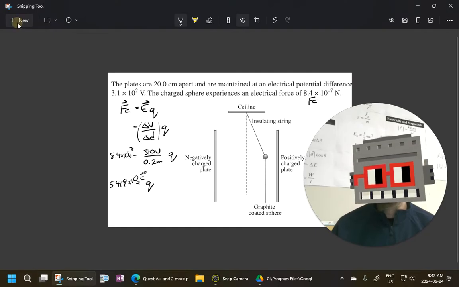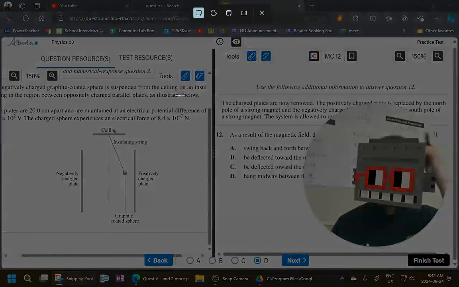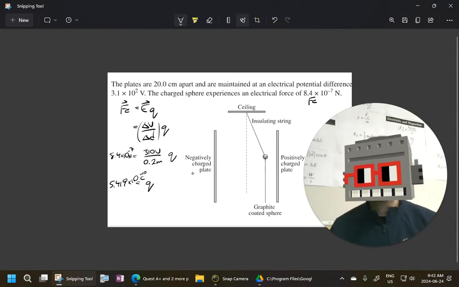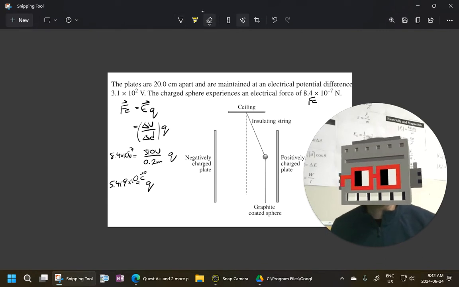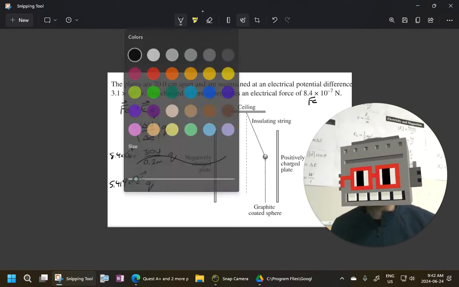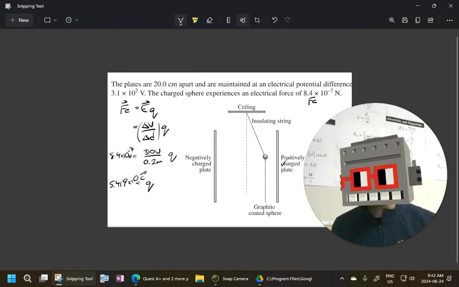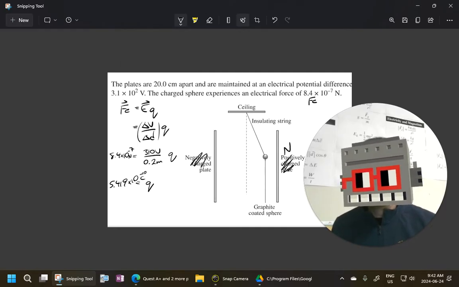Okay, so there's moving, I could just do it here. Okay, let's go back there. So they replaced the positive with the north pole or south pole, it doesn't really matter. All right, so say this gets replaced with a north, this gets replaced with a south. So we got this magnetic field going this direction now.